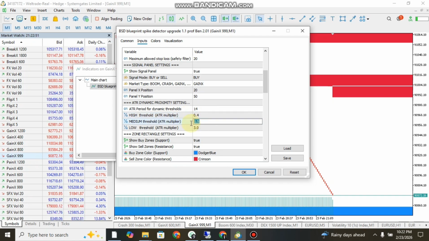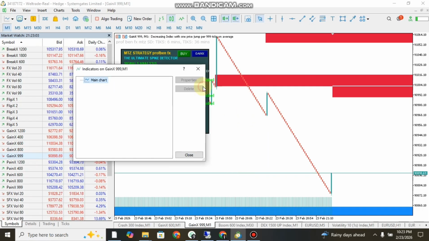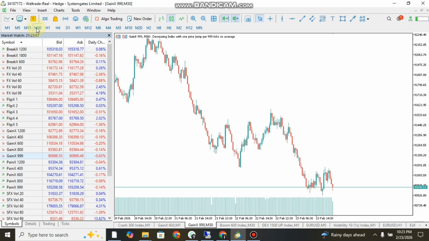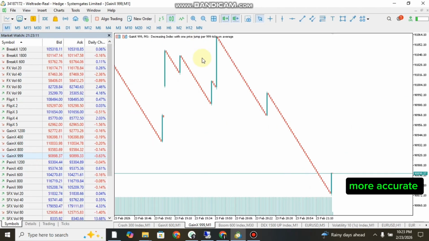So you change them like that one I've used, from 0.2 to 1.2. That one from 3 to 2.5. This is the 2 pairs that you should use when trading with the BSD Spike software in the new update. They are on my table right now. You can check them. So adhere to those 2 types of the settings.